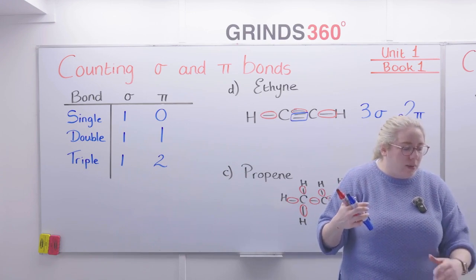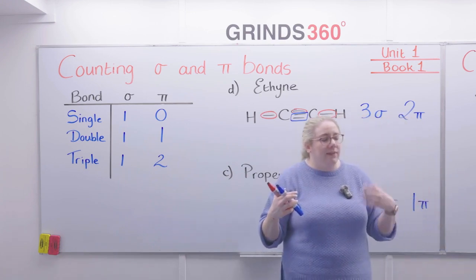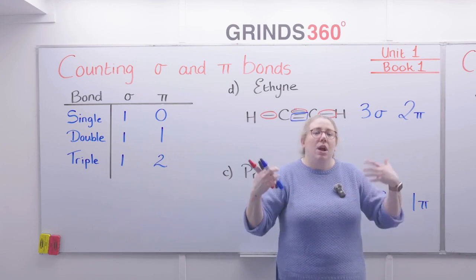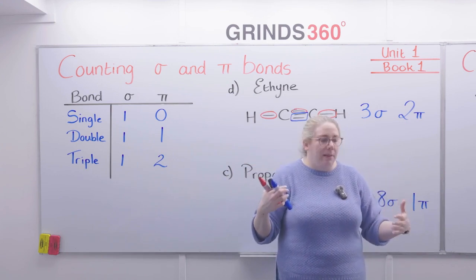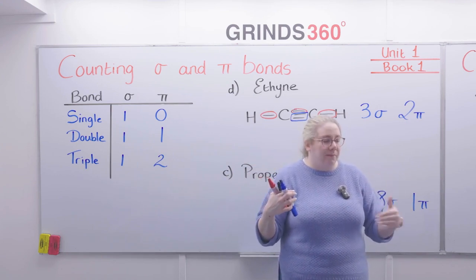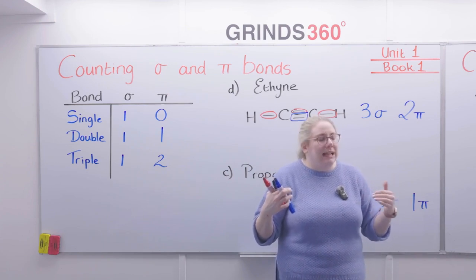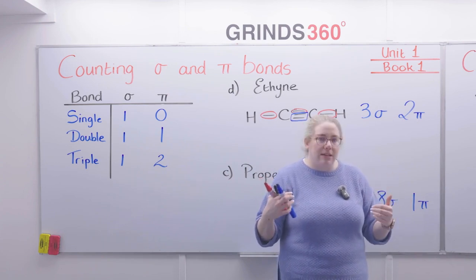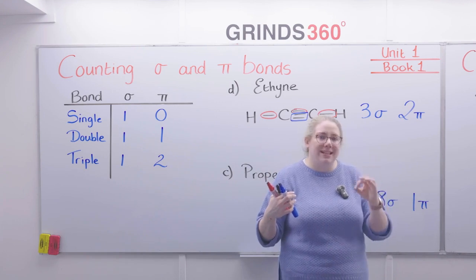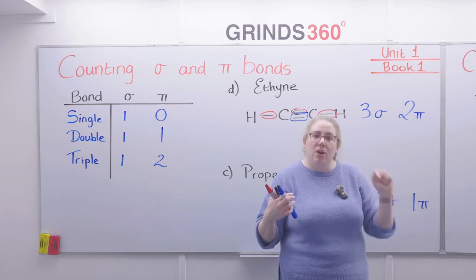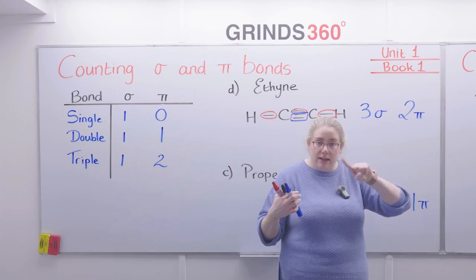Now, there is another worked example that I gave at the bottom of page 124, which is counting sigma and pi bonds in that structure there. Now, that is something that you will be unlikely to see as a full structure for counting sigma and pi because of the benzene ring. It's the bit in the middle that looks like a hexagon with the circle in it.